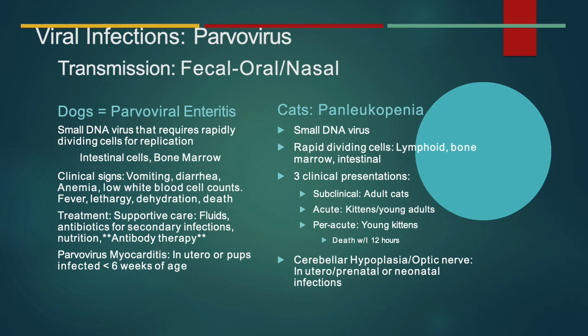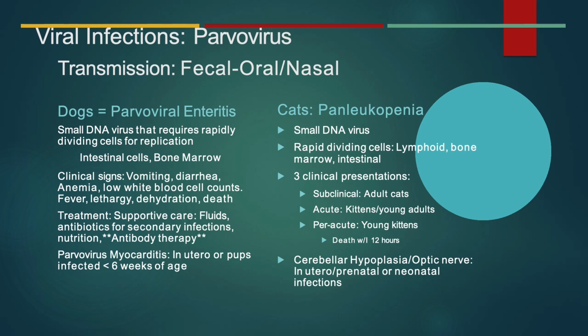So, we don't hear this very often, but we can see it. Puppies that are infected in utero or right after birth, so less than 6 weeks of age, can develop parvovirus myocarditis. So that's basically the virus has gotten into the heart muscle and it's attacking the heart. And these puppies will go into heart failure usually before 6 months of age, okay?